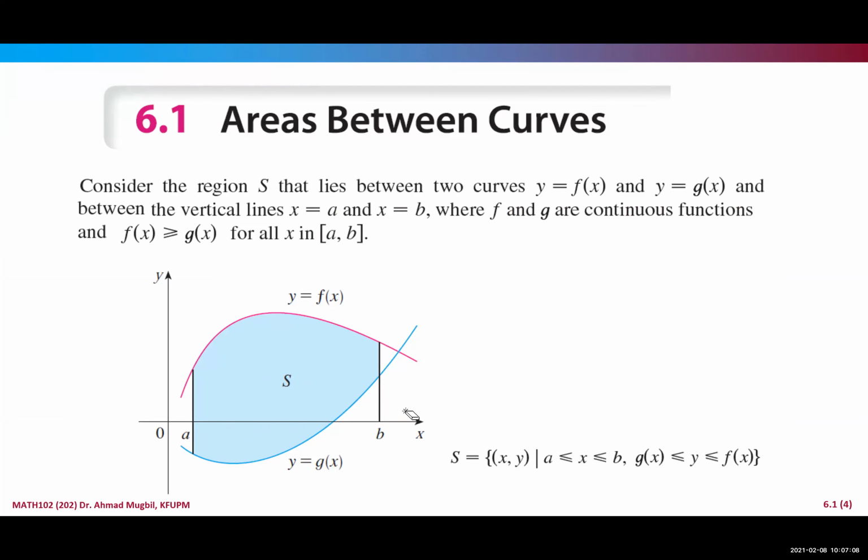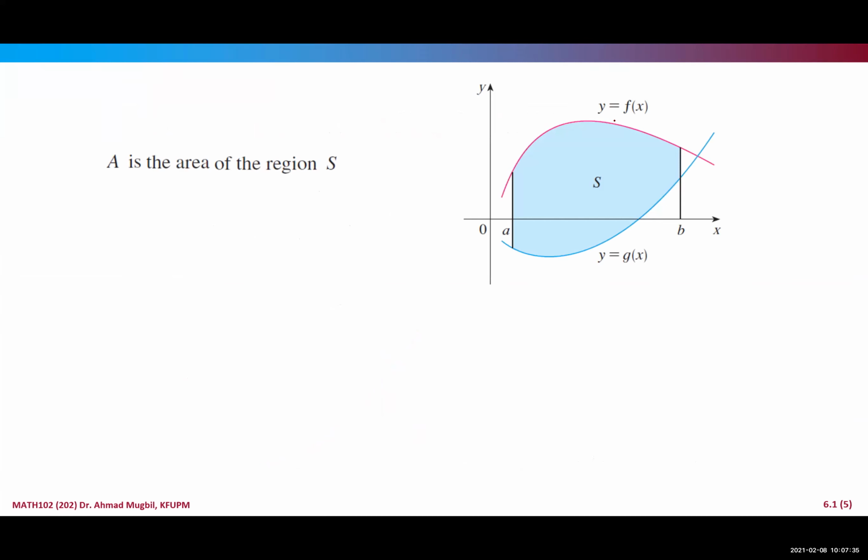We know how to find it if it is the x-axis, so when y equals 0. The idea is quite similar when you have y equals g of x, not necessarily the x-axis, any other curve. If you are sure that f is greater than g, where f is the upper curve and g is the lower curve, always from a to b, then the integral will be easy: just the integral of the upper curve minus the lower curve dx from a to b.